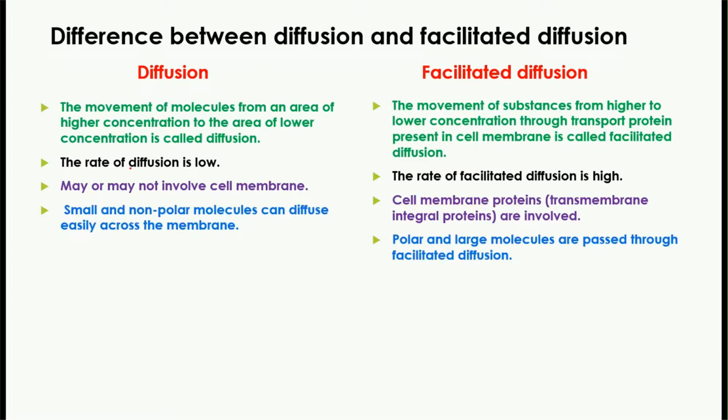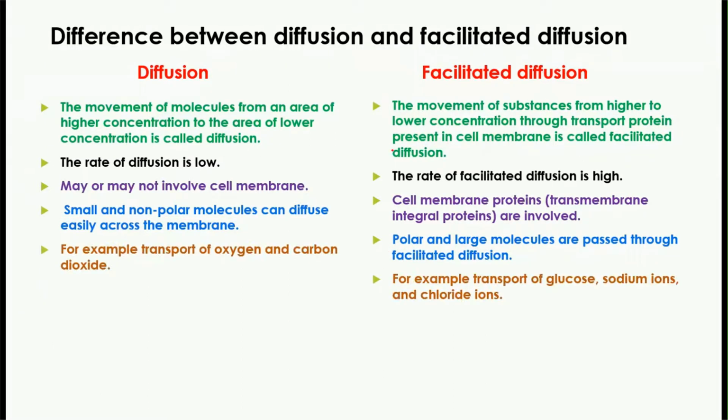In the case of diffusion, small and non-polar molecules can pass through the membrane, while in the case of facilitated diffusion, polar and large molecules are passed through the transport proteins. Examples of diffusion include the transport of oxygen and carbon dioxide from higher concentration to lower concentration, while in the case of facilitated diffusion, the transport of glucose, sodium ions and chloride ions are included.